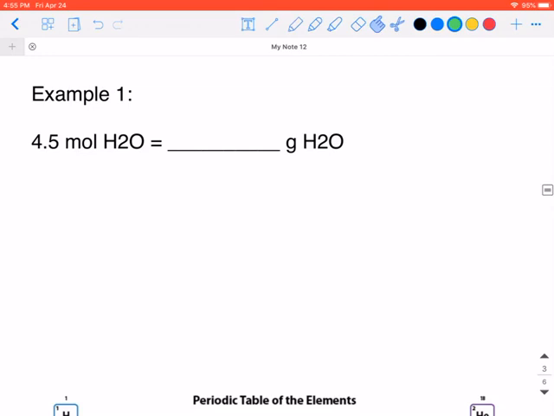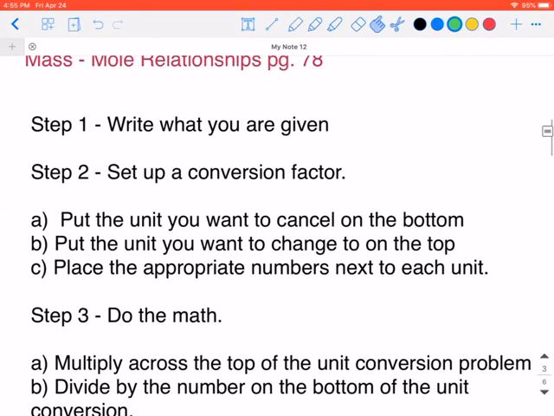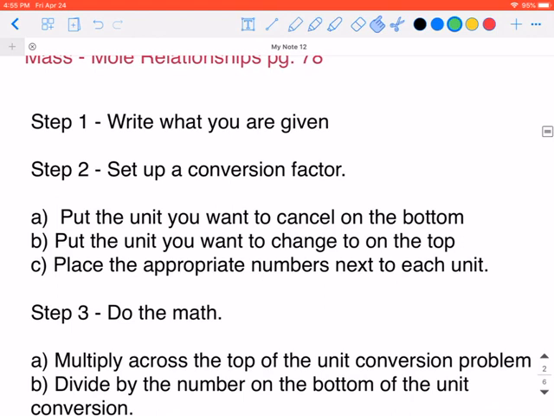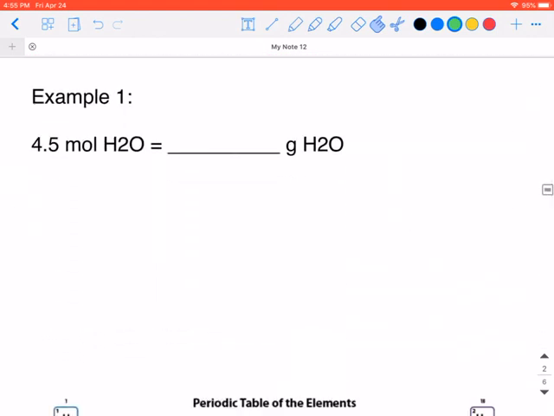So example 1 says 4.5 moles of H2O equals blank grams of H2O. And I apologize for not being able to type subscripts, but I think you guys can handle it okay. So I'm trying to figure out how many grams are in 4.5 moles of water, right? So that's step one. Write down what we know, or what we are given. Okay, so we are given 4.5 moles of H2O. And just get in the habit of, instead of just writing moles, writing what compound you're working with too, right?